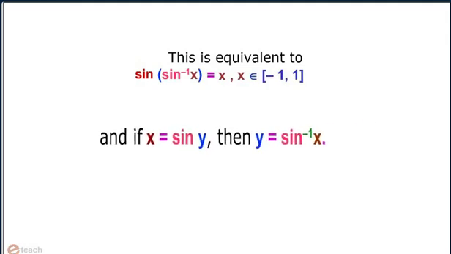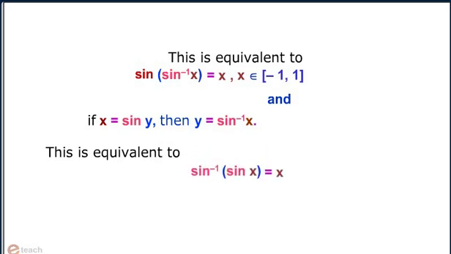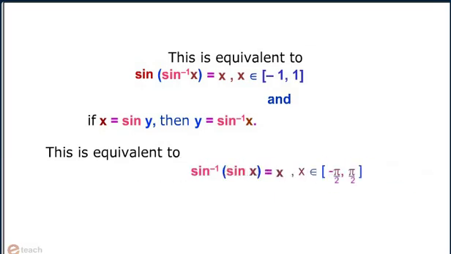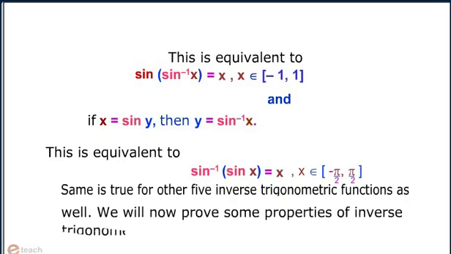And if x is equal to sine y, then y is equal to sine inverse x. This is equivalent to sine inverse sine x is equal to x, and whose range is the closed interval -π/2 to π/2. The same is true for the other 5 inverse trigonometric functions as well. We will now prove some properties of inverse trigonometric functions.